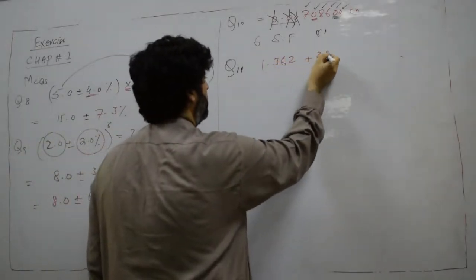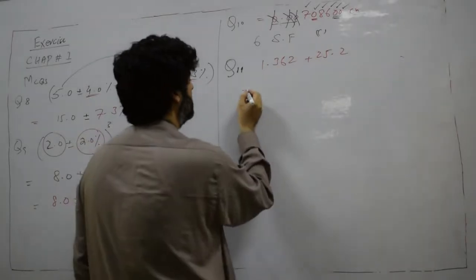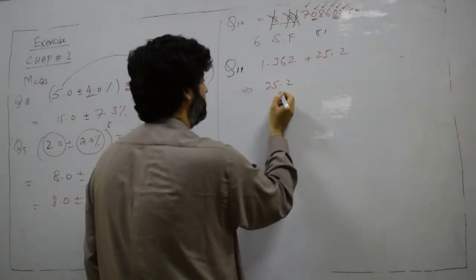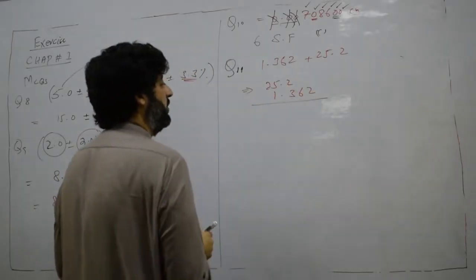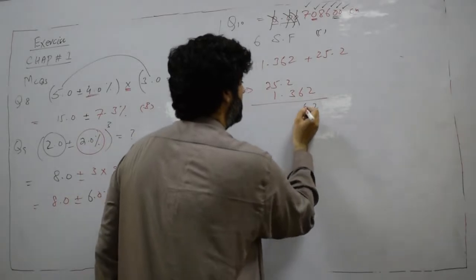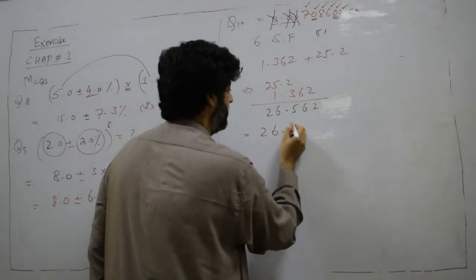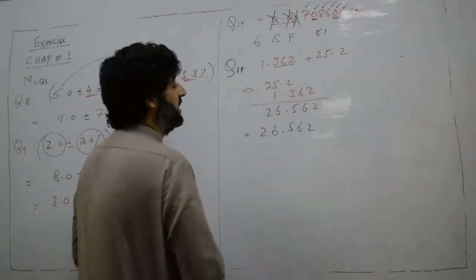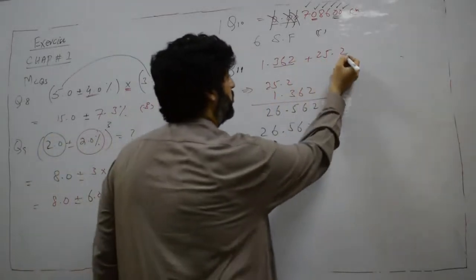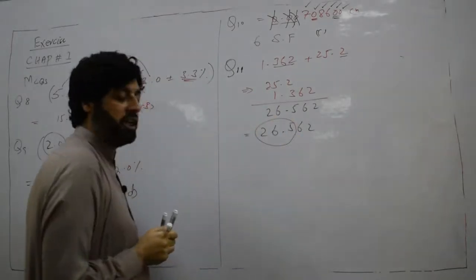1.362 plus 25.2. We have to tell how many significant figures there are. First we have to add these numbers. 25.2 plus 1.362, it will be 26.562. Look at these measurements. Here there are three decimal digits, and here there is only one decimal digit, so the answer should have one decimal digit.